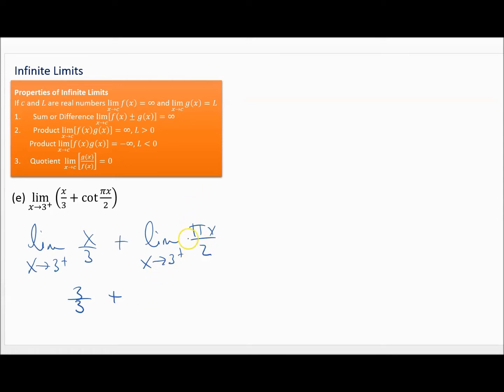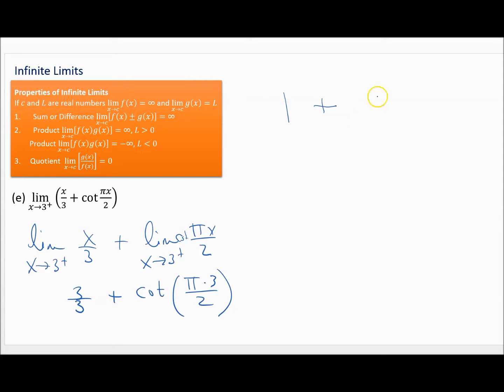So I left out the cotangent. There we go. So it'd be the cotangent of pi times 3 over 2. So that's what we have. Now the question is, the cotangent of 3 pi over 2, is that infinity? We need to find out. So we know 3 over 3 is 1 plus. Now, if you know what the cotangent of 3 pi over 2 is, you jump right in there. If you want to use your calculator, you know, exact answers are good, but I would like to evaluate it by the knowledge that I have.